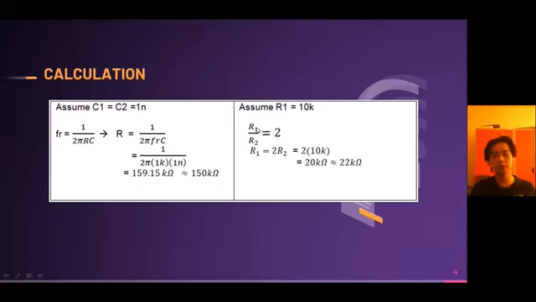So to get the value R2, I must assume first the R1 value is 10K. Then I do this calculation, then I get this R2 value, which is 20 kilo ohm to 22 kilo ohm. So then I construct the circuit.